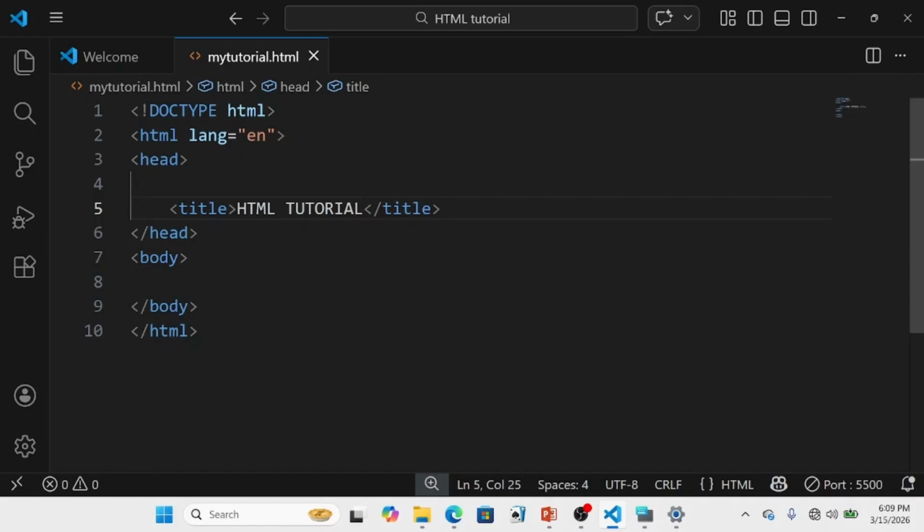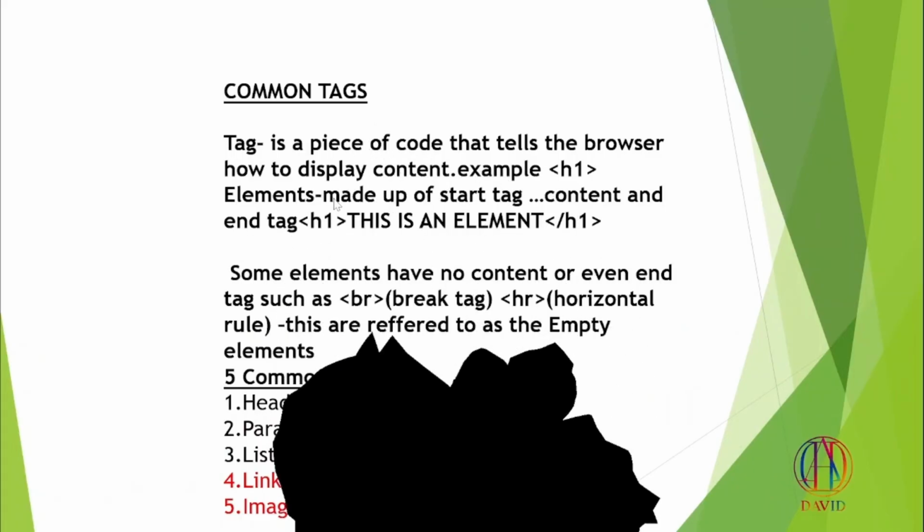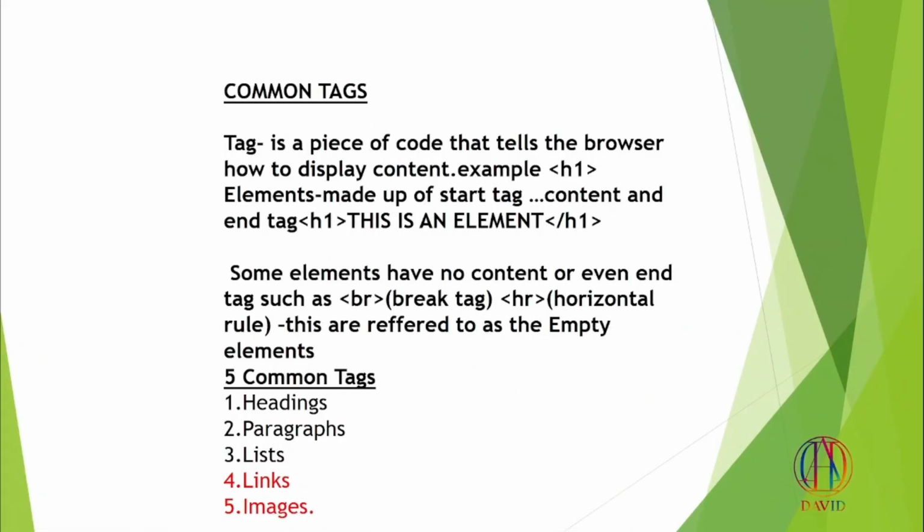Now let's get into common tags in HTML. After understanding the basic structure of HTML, by the way, what is a tag? A tag is a piece of code that tells the browser how to display content. For example, we have the h1 tag. Elements are made up of a start tag, content, and an end tag. For example, the h1 element has the start tag, the content, that is "this is an element", and the closing tag.